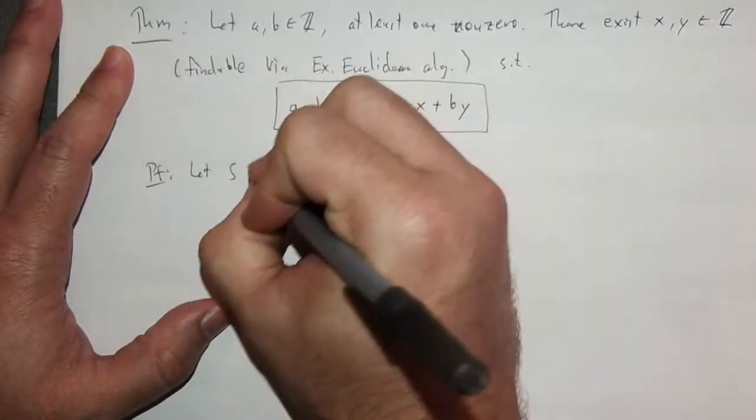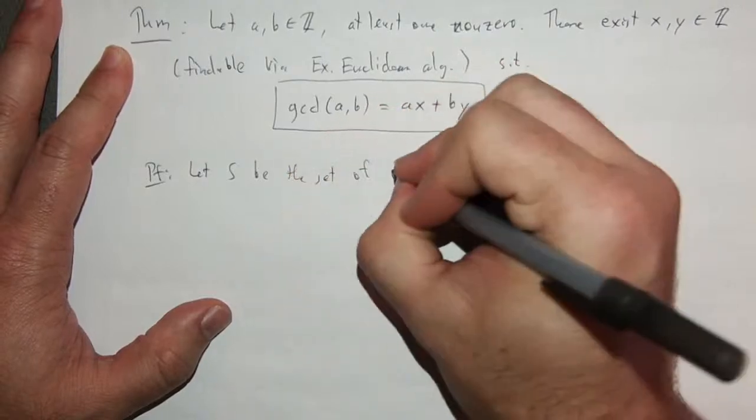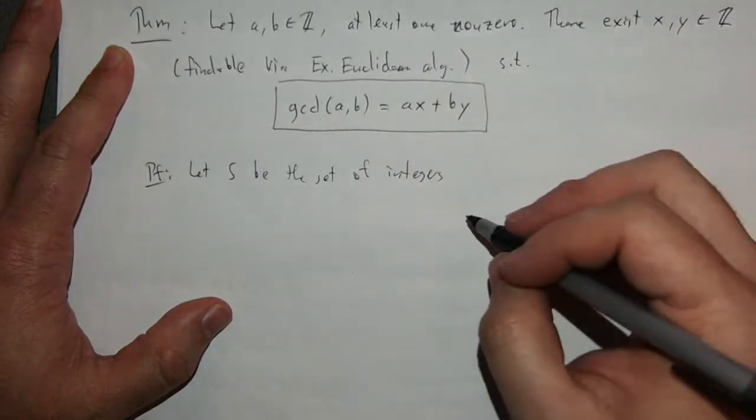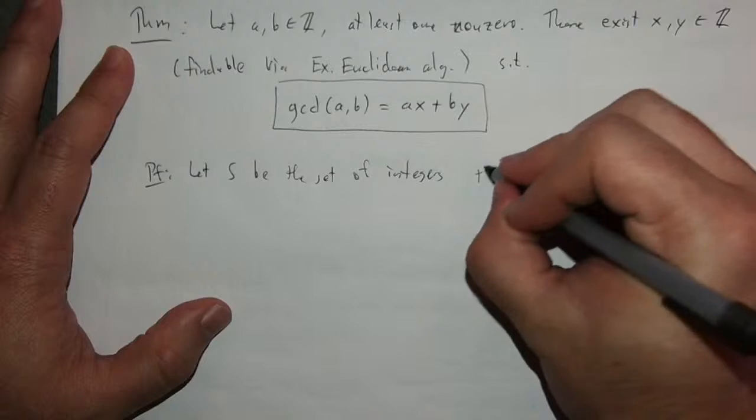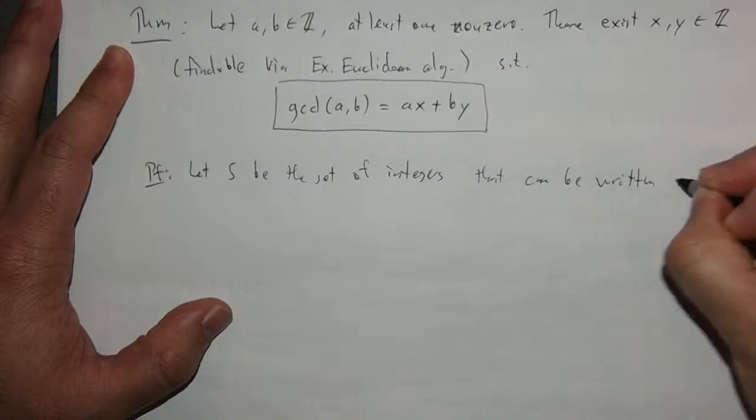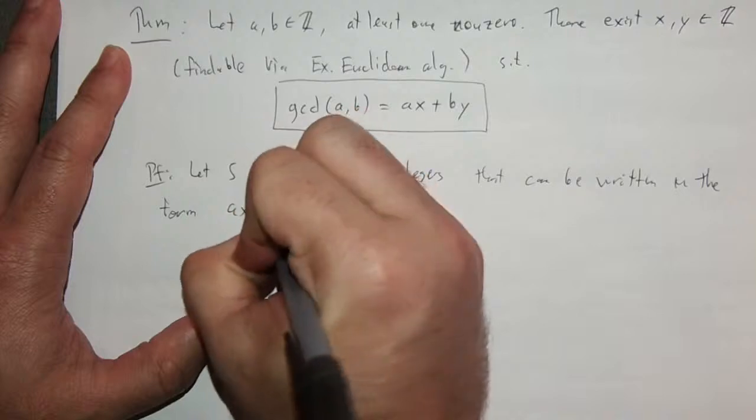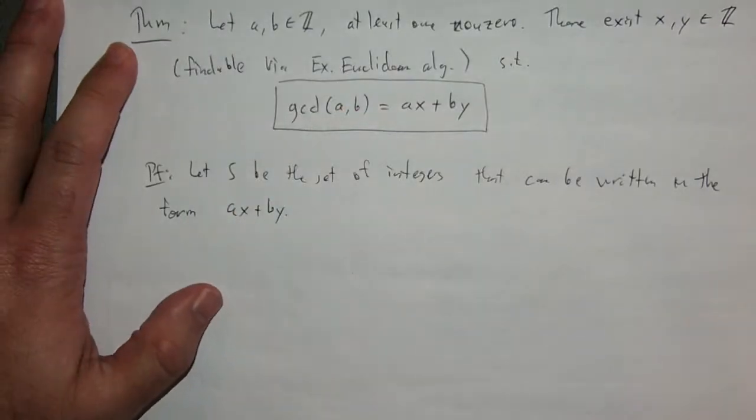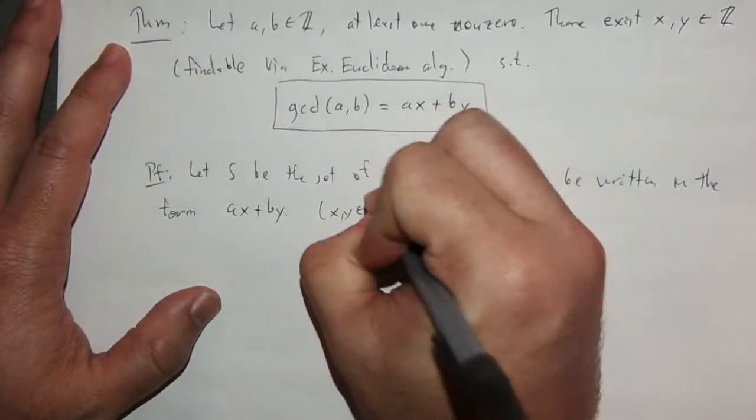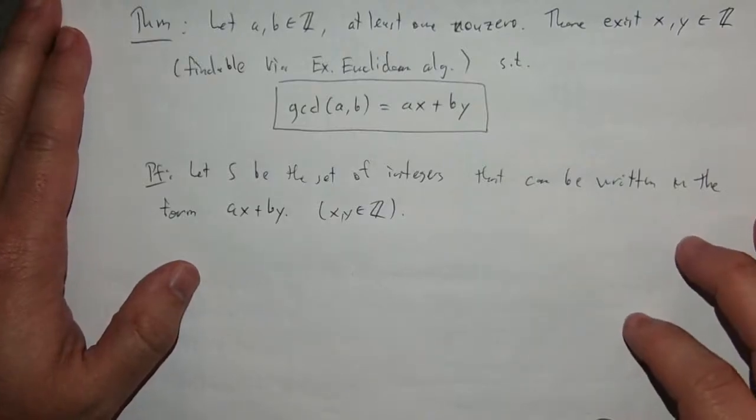So let S be the set of integers that can be written as a linear combination of A and B. So let S be the set of integers that can be written in the form AX plus BY, where X and Y are integers. All right. So we're using the hypotheses of the theorem statement.